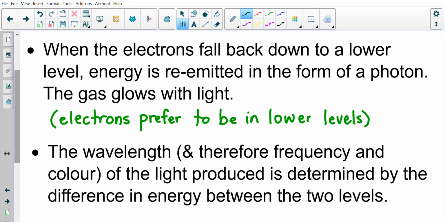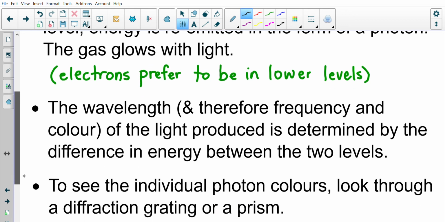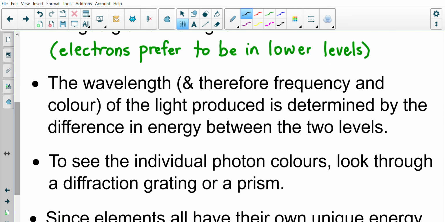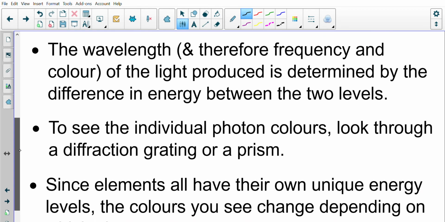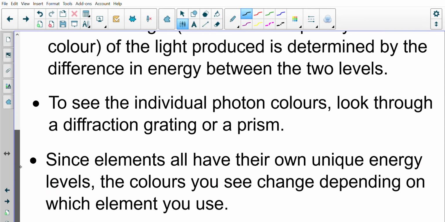Remember, that's because electrons prefer to be in lower levels. The wavelength, and therefore the frequency and the color of the light produced, is determined by the difference in energy between the two levels. To see the individual photon colors, look through a diffraction grating or prism. And since elements all have their own unique energy levels, the color you see changes depending on which element you use.